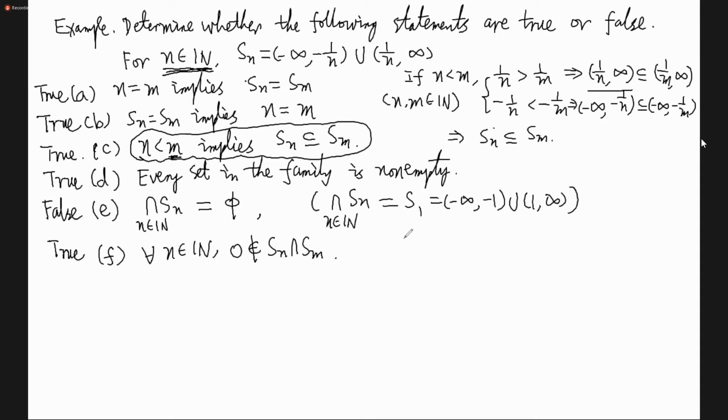So you can see 0 is not in 1 over n to infinity. And 0 is not in negative infinity to negative 1 over n. So these two conditions imply 0 is not in Sn for any n. Correct? So you show 0 is not in any set, so it cannot be in the intersection. So this is just the reason. All right.